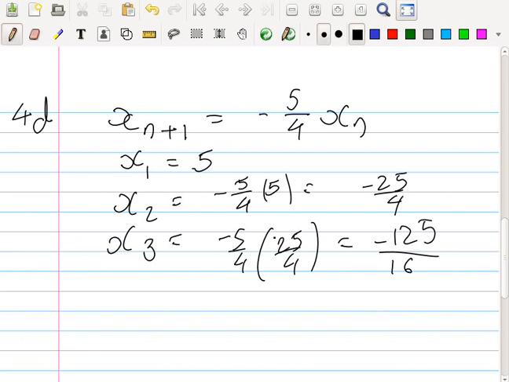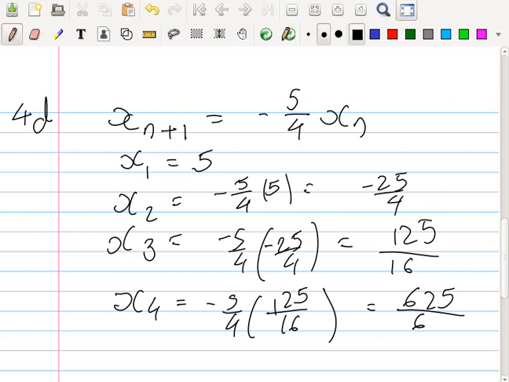X_3 will be minus 5 over 4 times 25 over 4, which is minus 125 over 16. Minus 25. Sorry, there's a minus here, isn't there? Yeah. So then it's a plus. And then x_4 would equal minus 5 over 4 times 125 over 16, which equals 625 over 64, with the minus.